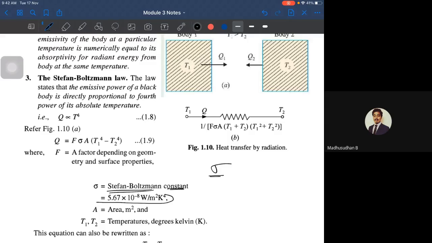Do remember this value. He might give or he might not, so it's your responsibility to remember this particular value. It is 5.67 into 10 to the power of minus 8 watt per meter square Kelvin to the power of 4. Okay. Rakshan Jain, what is the value of sigma?